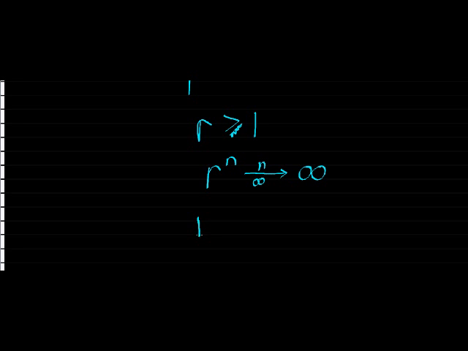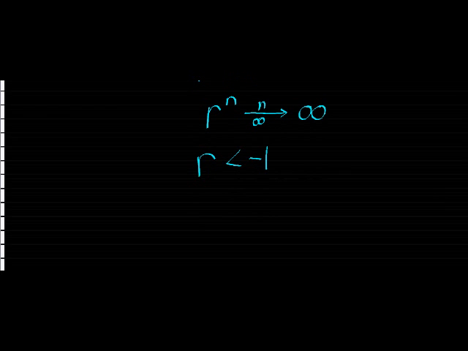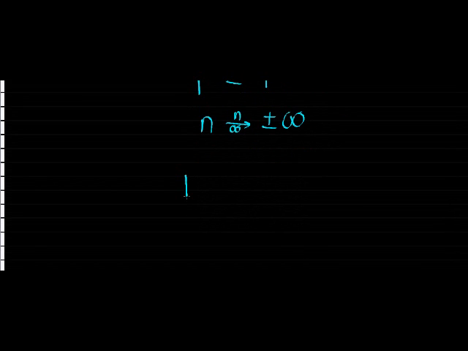And if r is less than negative 1, same thing, we'll still go to infinity, we're just not sure whether it's going to be positive or negative infinity, because every next term will be, one will be positive, one will be negative. So it's unsure, it will either be positive or negative infinity. But if I look at r to the power of n, and r is less than 1 but greater than negative 1, then you see we get a number.